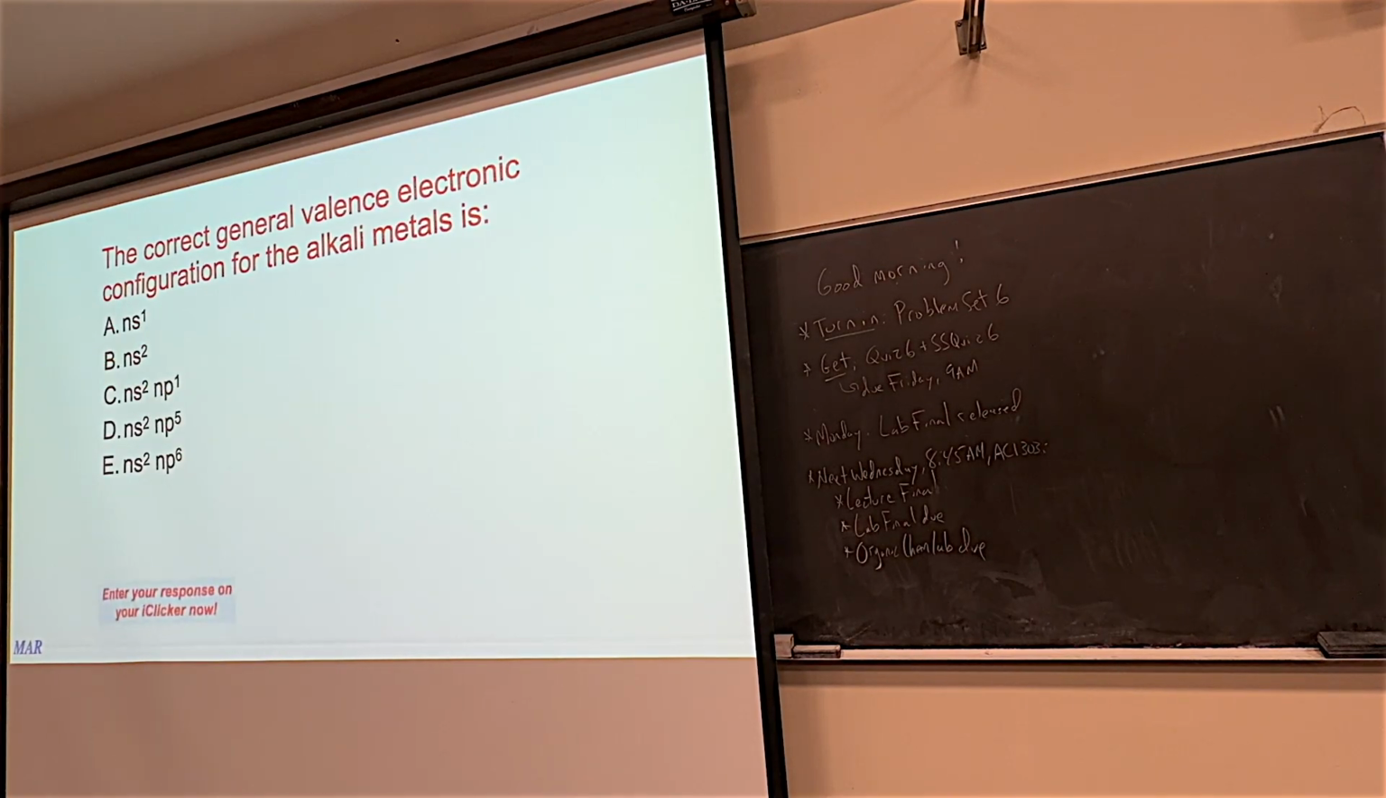Okay. Now, the alkali metals are group 1A, and all of them have a generic valence electron configuration. Valence means the outside electrons. See if you can figure out which of these generic representations would best represent the alkali metals. We'll talk about it here in a little bit. Remember, valence are outside electrons.